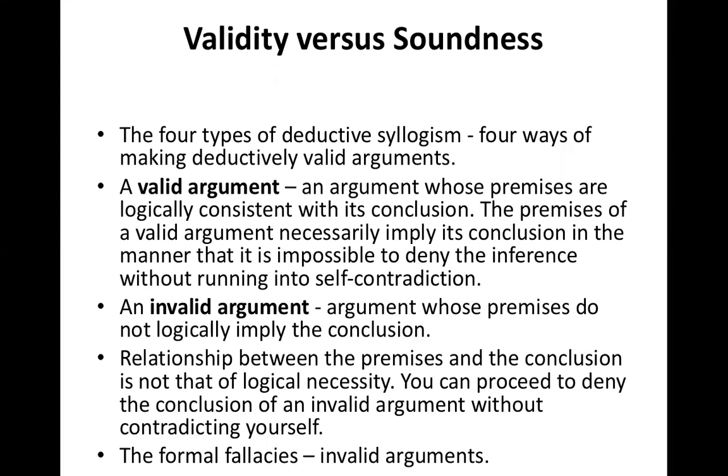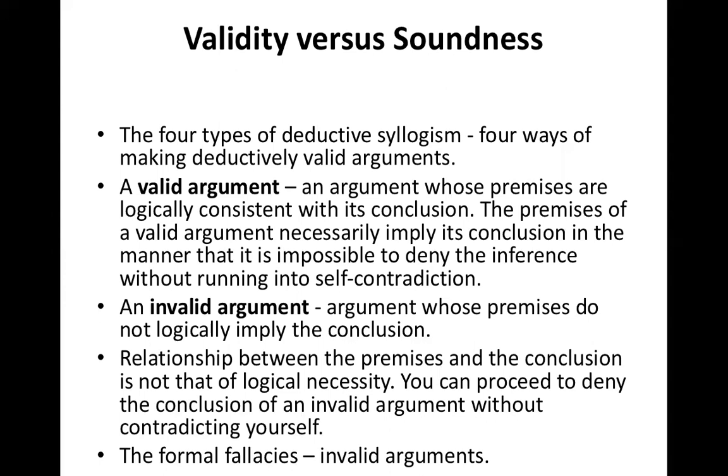So a modus ponens is valid, that is affirming the antecedent. A modus tollens is valid, that is denying the consequent. A hypothetical syllogism is valid. A disjunctive syllogism is valid. So there are 4 kinds of valid arguments, only 4 kinds.